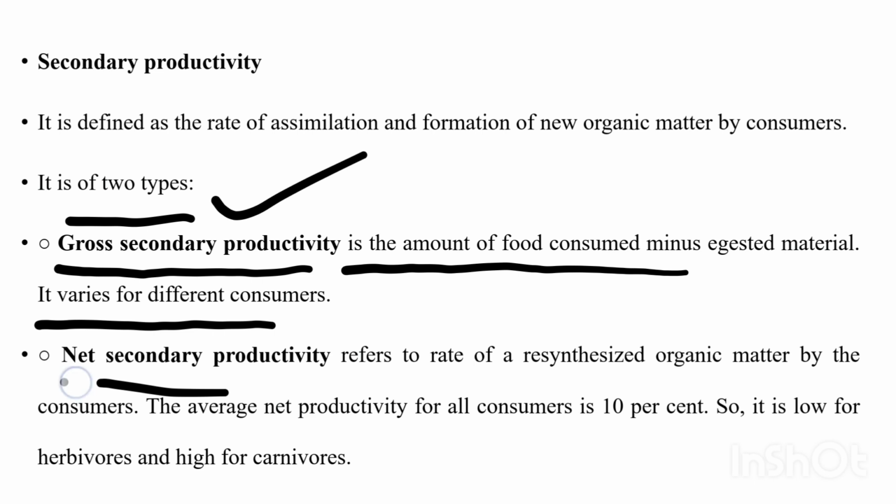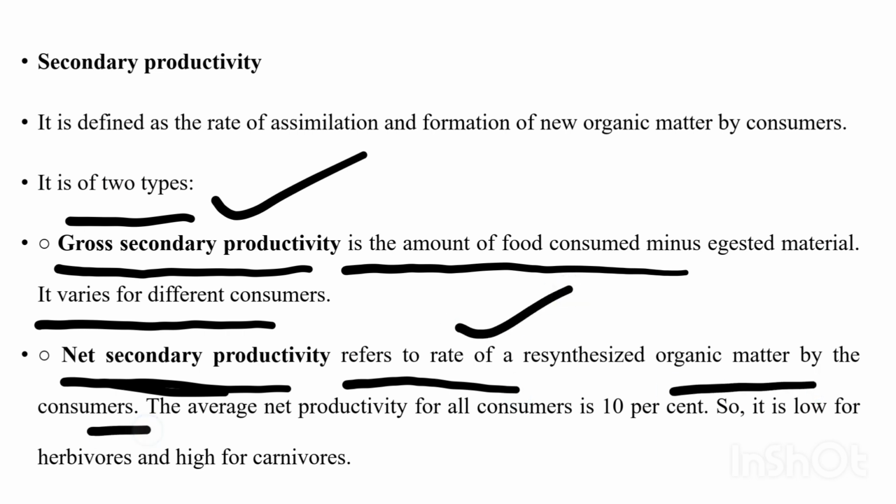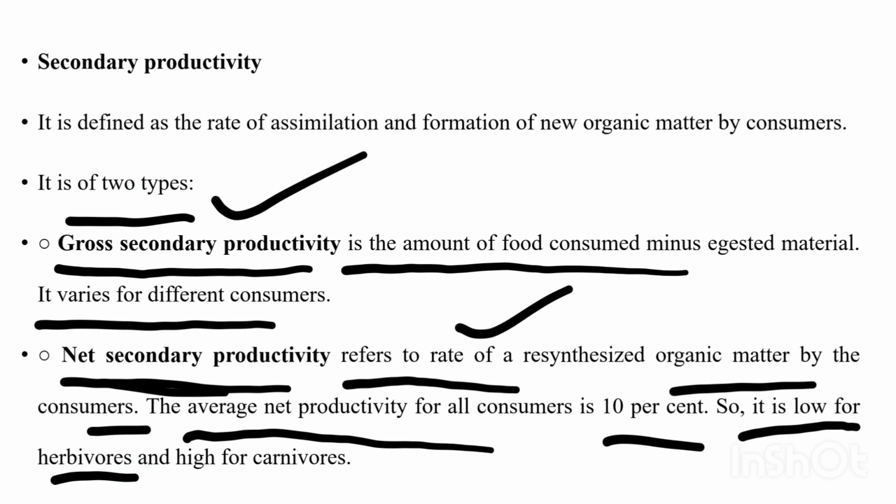Next, what is net secondary productivity? It refers to the rate of resynthesized organic matter by the consumer. The average net productivity for all consumers is 10%. So it is low for herbivores and high for carnivores.